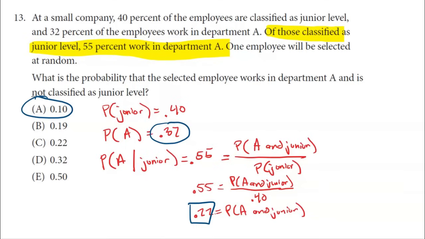But again, that took me a lot of thinking to get through that problem because I couldn't directly find it. I had to find it indirectly by thinking about what was given to me and how I could take that conditional probability and solve for something. But then even what I solved for, I actually didn't need. I had to walk backwards a little bit to think, okay, 32 total percent in Department A, 22% of those are also juniors. The remaining 10% would be not juniors.